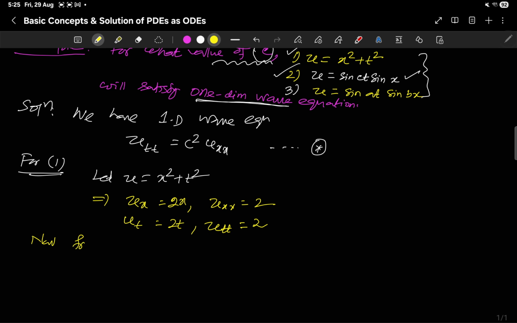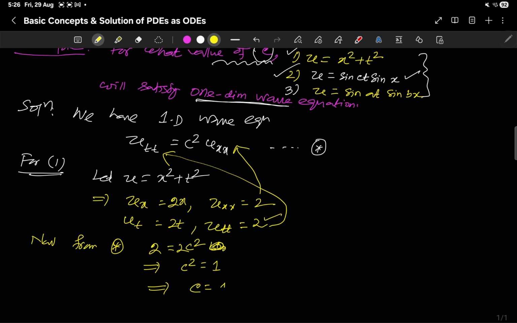Now from star, utt is 2 and uxx is 2, so 2 is equal to c square uxx, c square into 2 means 2c square, right? So that means c square is equal to 1. So this implies c is equal to 1. Don't write plus and minus 1 because c is a positive constant. For c is equal to 1, this given function will satisfy the one-dimensional wave equation.